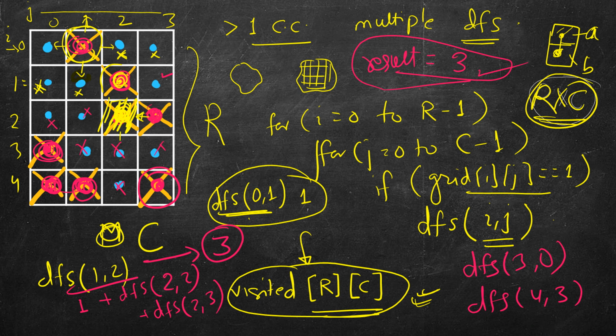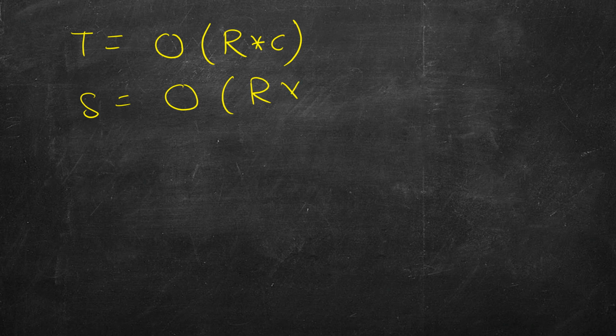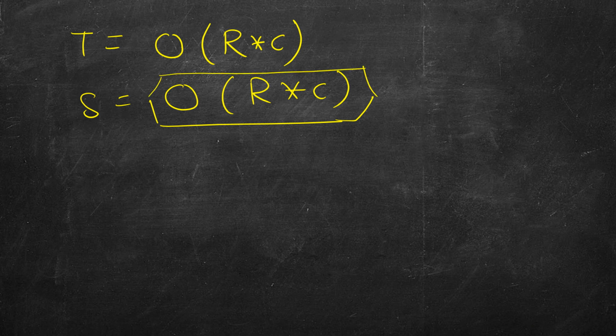Number of rows, number of columns, so number of cells in the grid or number of nodes in the graph. And space complexity, we keep track of visited for each node. So time is O of R cross C, space is also O of R cross C. So for space we can use the same grid input that is given to us. In that case we will not need that. So how we will do it?